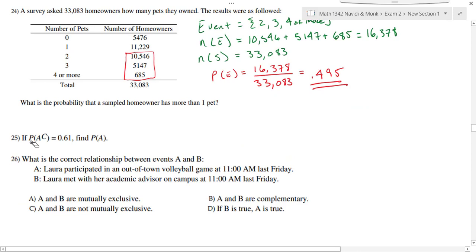Number 25. If the probability of A complement is 0.61, what's the probability of A? 1 minus 0.61. That gives us 0.39.